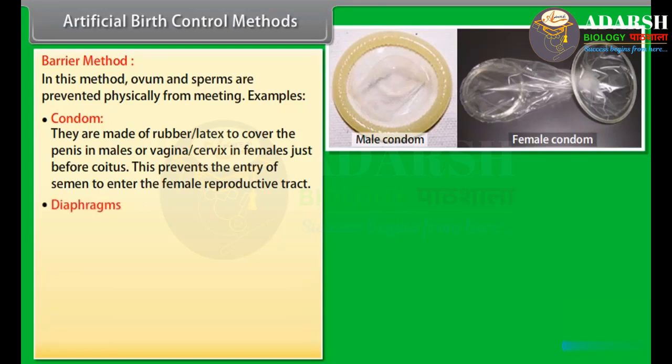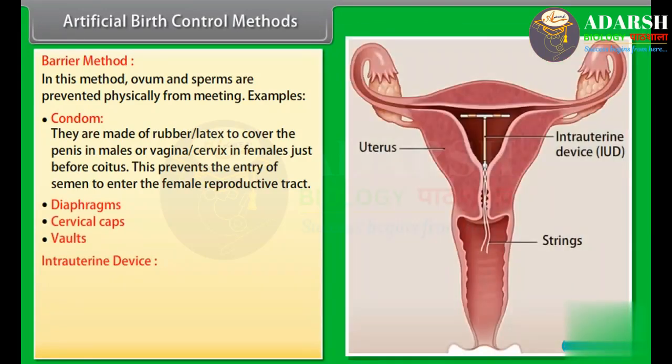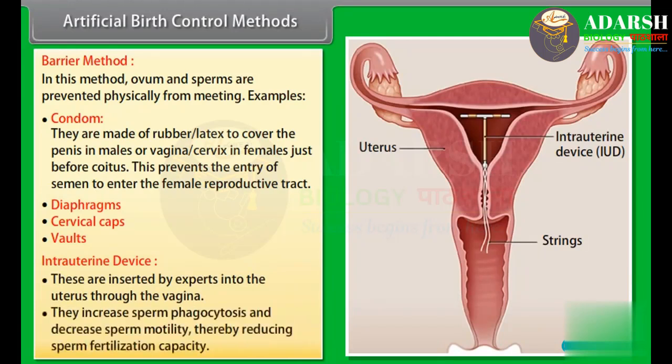Diaphragms. Cervical caps. Vaults. Intrauterine devices. These are inserted by experts into the uterus through the vagina. They increase sperm phagocytosis and decrease sperm motility, thereby reducing sperm fertilization capacity.